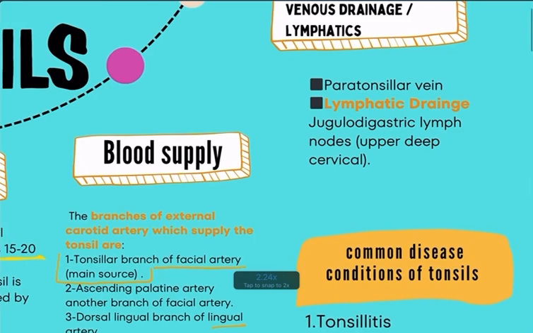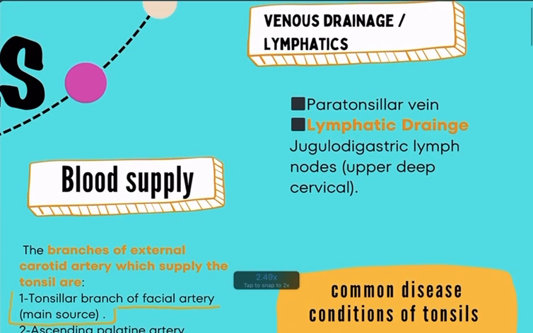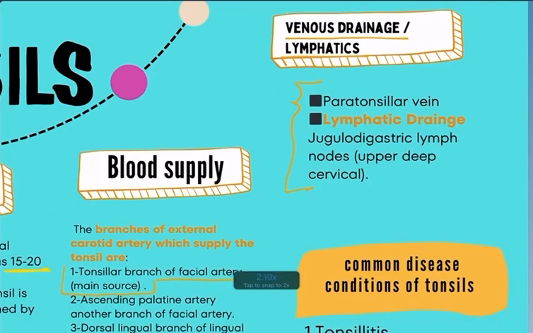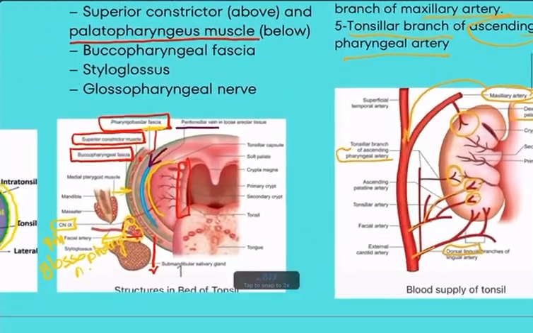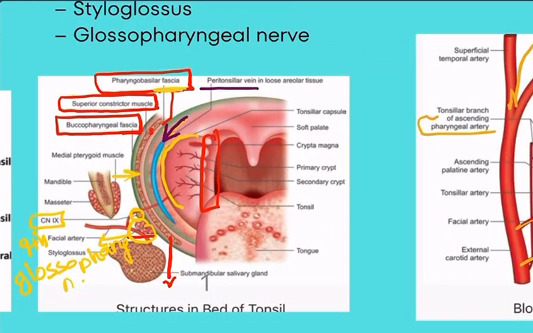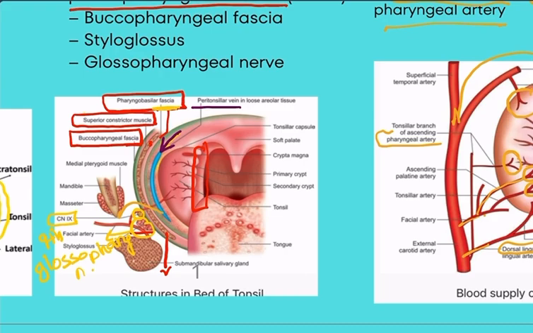Okay. The last important thing about the anatomy is the venous drainage and the lymphatics of the palatine tonsil. As it appears in these pictures, as I said before, the venous drainage of the tonsil is through this vein that slides on the lateral surface of the tonsil in the loose areolar connective tissue, and it ultimately drains to the internal jugular vein, called the paratonsillar vein.